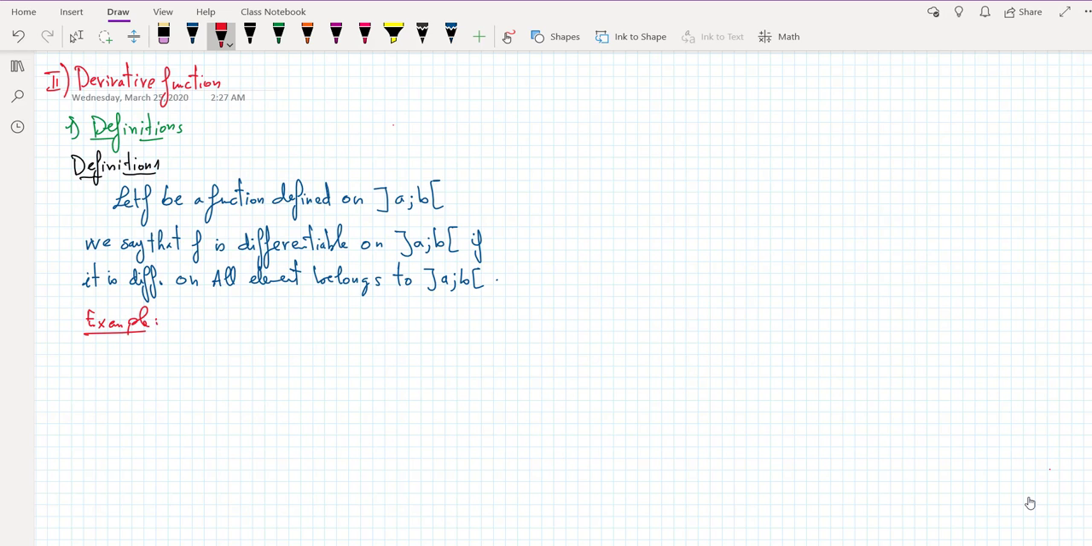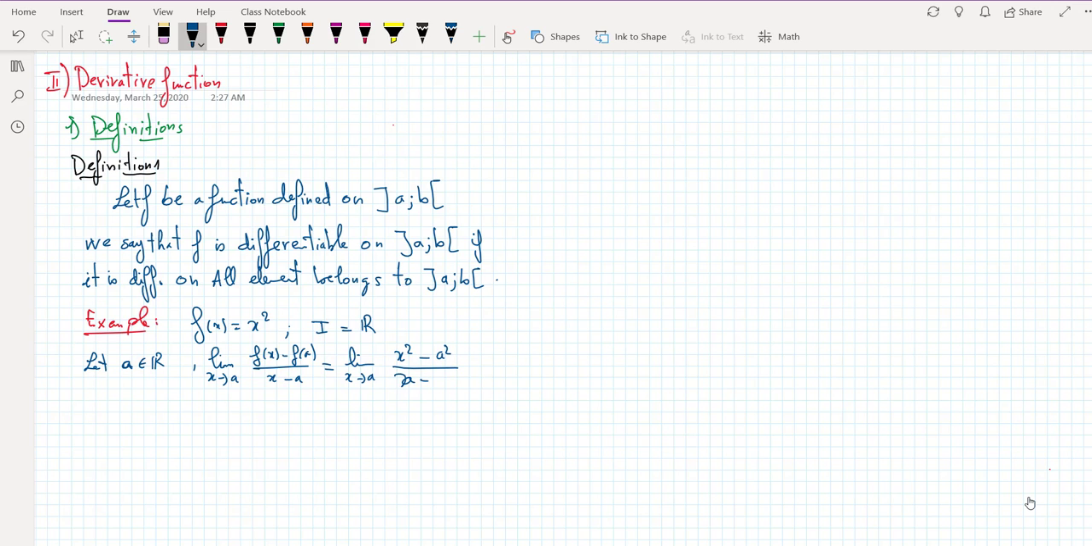Example. Let's take f(x) equals x squared. We want to know if this function is differentiable on R. For that, let's take an element A belonging to R. Limit when x tends to a of f(x) minus f(a) over x minus a equals limit x tends to a of x squared, the image of a is a squared, f(a) is a squared, over x minus a.